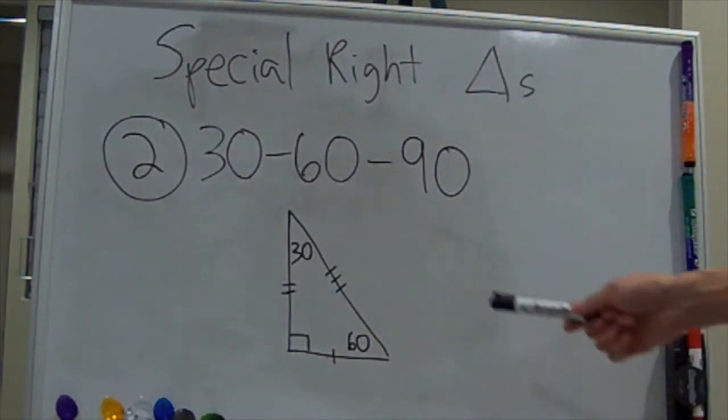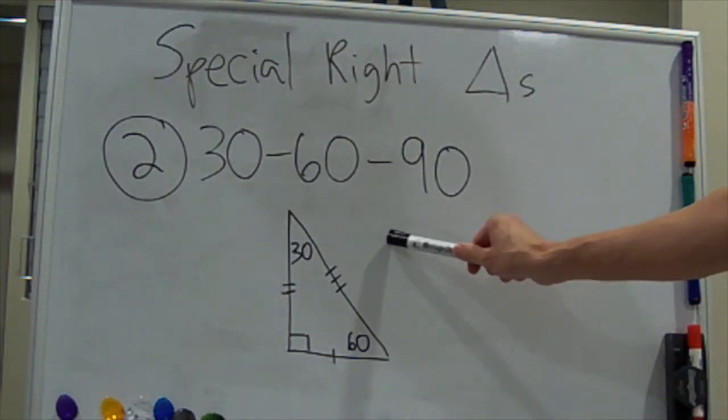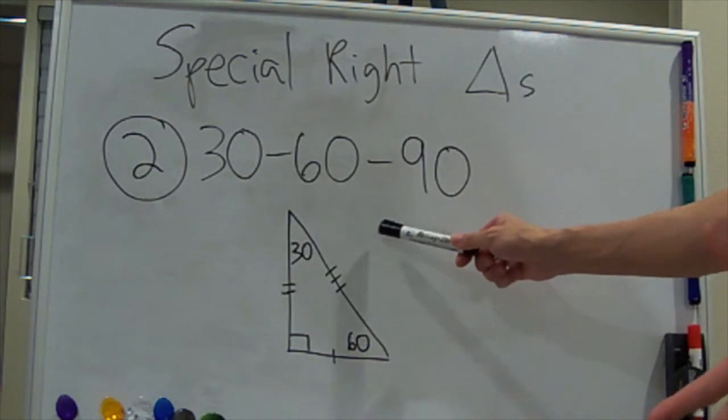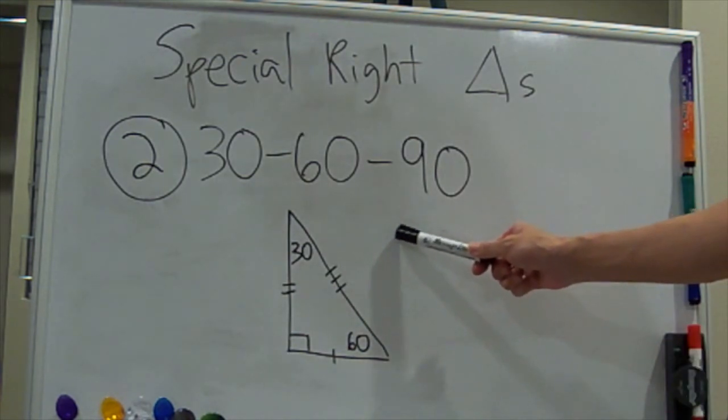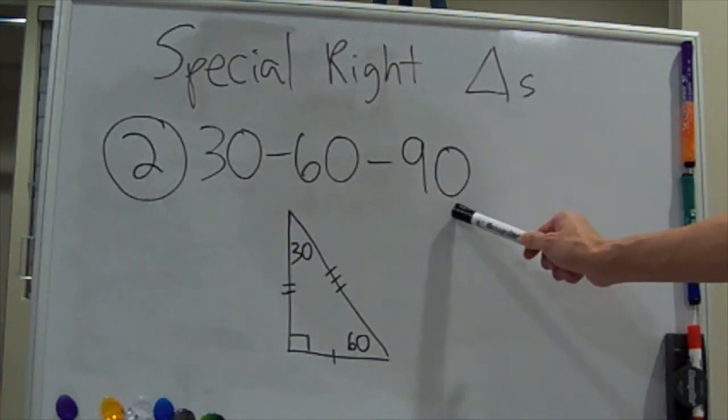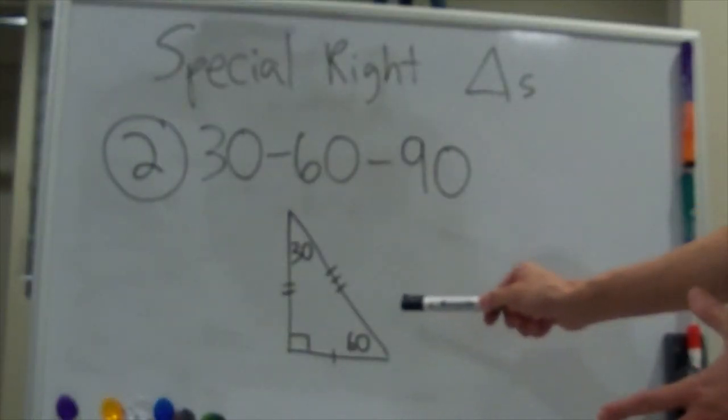Okay, so this is the second type of special right triangle. This one's a little harder because it's scalene. Scalene means there's three different sides and three different angles. In this case, the angles are 30 degrees, 60 degrees, and 90 degrees. So you got to be a little more careful, okay?